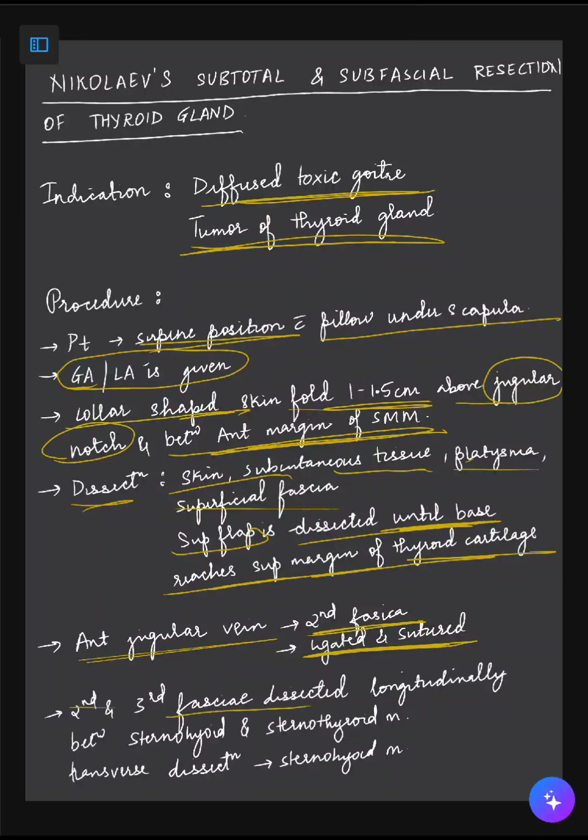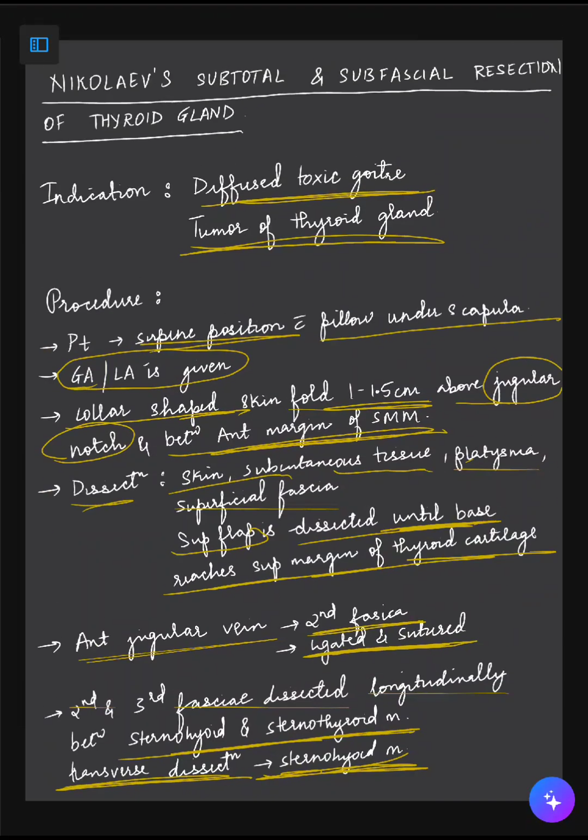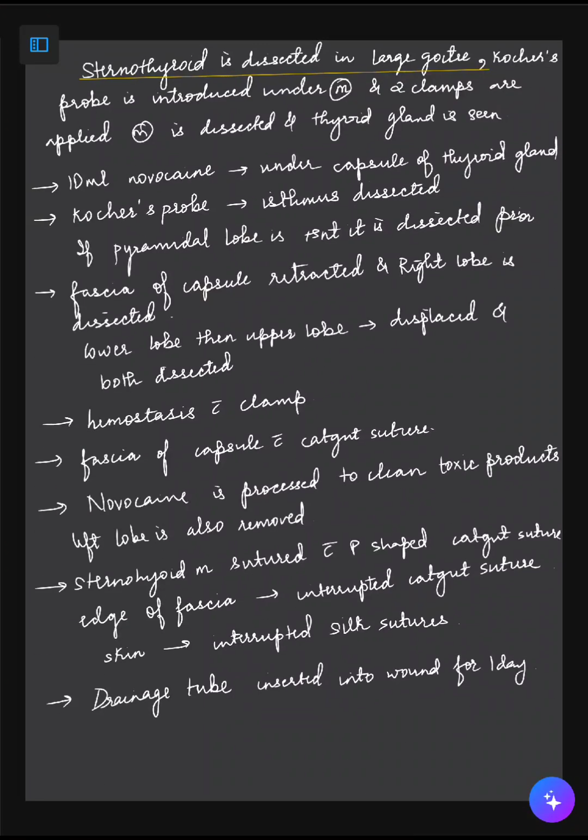Then the second and third fascia is dissected longitudinally between the sternohyoid and sternothyroid muscle. There is a transverse dissection which is done in the sternohyoid muscle. Now, the sternothyroid is dissected in a large goiter. See, here transverse dissection is done in sternohyoid muscle, but sternothyroid is dissected when there is large goiter.